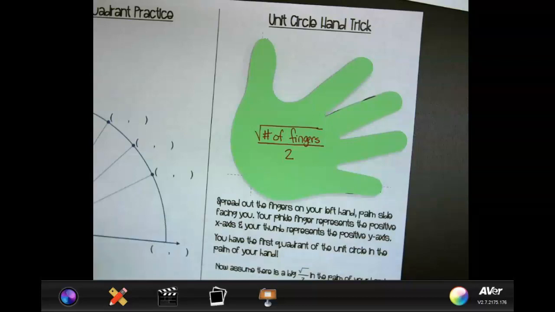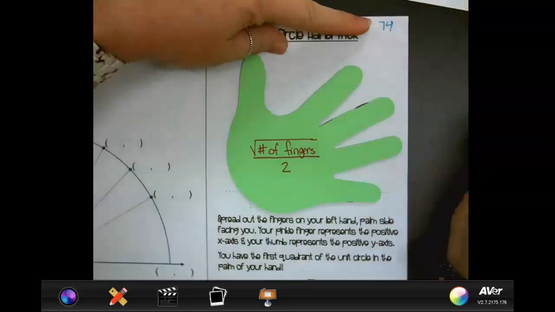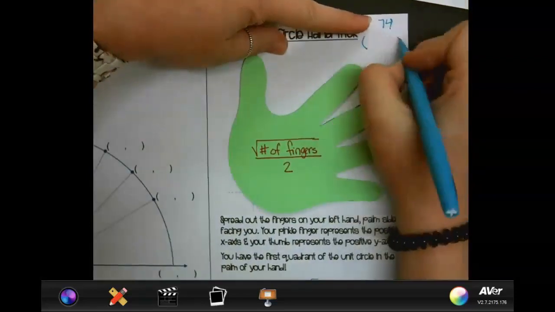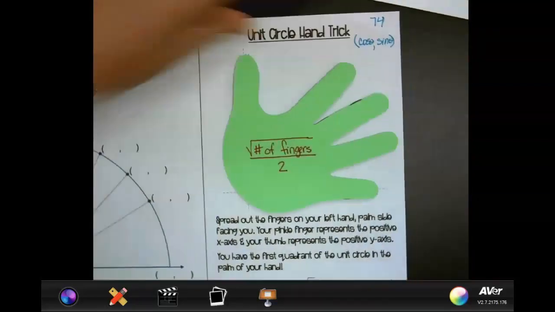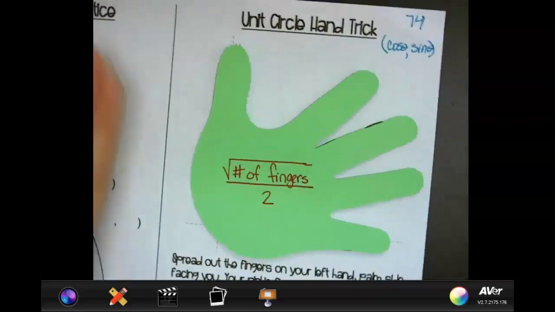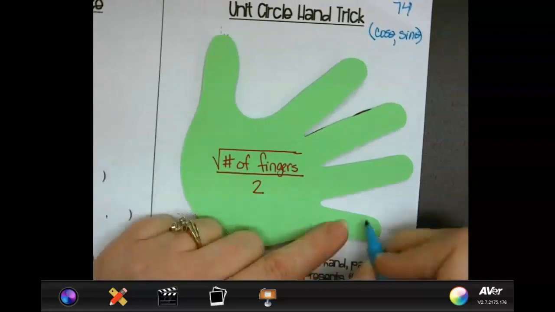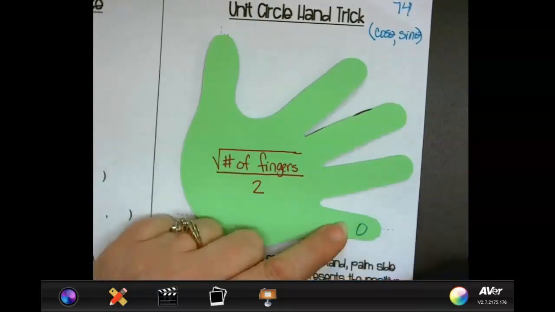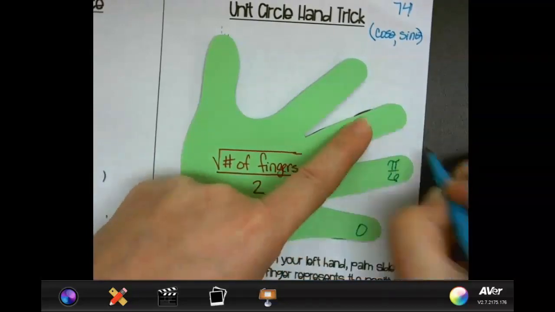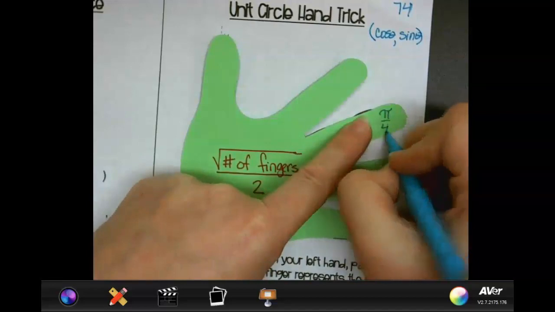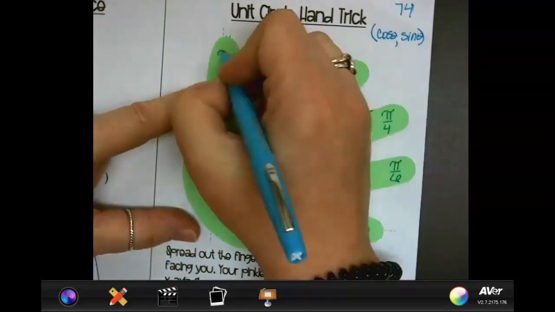All right, so remember a couple of things. Well, first, let's go to page 74. We also know that our ordered pairs are always cosine theta, sine theta for a unit circle, right? This is our left hand, palm up. Our pinky is at 0 degrees. Your ring finger is at pi sixths. Your middle finger is at pi fourths. Your index finger is at pi thirds. And your thumb is at pi halves.